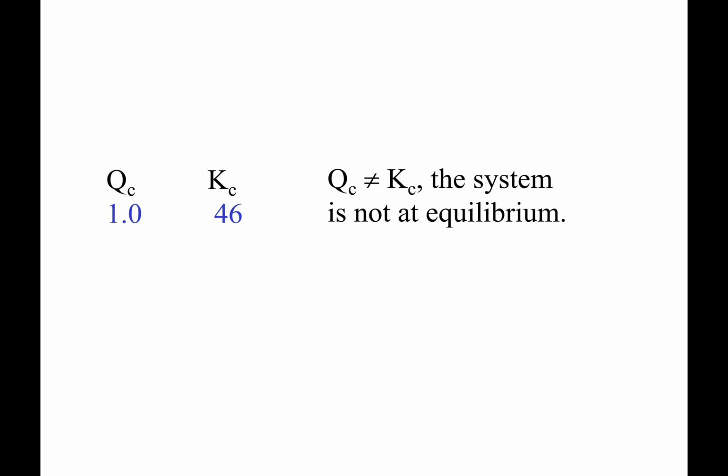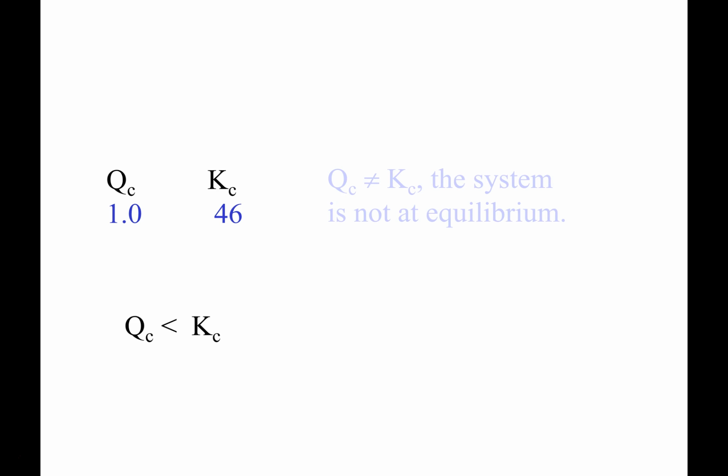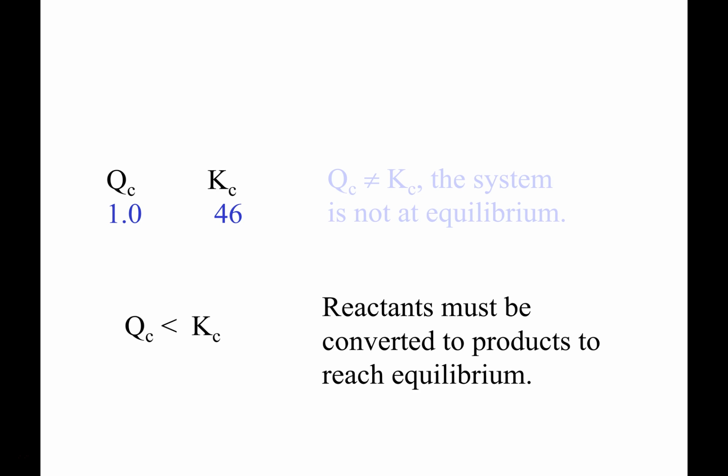Okay, so yep, here we go. It's not at equilibrium because they're not equal. And just like you told me, the fact that it's too small, or smaller, means that reactants must be converted to products to reach equilibrium. You've already heard me this afternoon, sometimes I'll say it'll go to the right. That's the same thing as reactants must be converted to products. Go from left to right. Same thing.